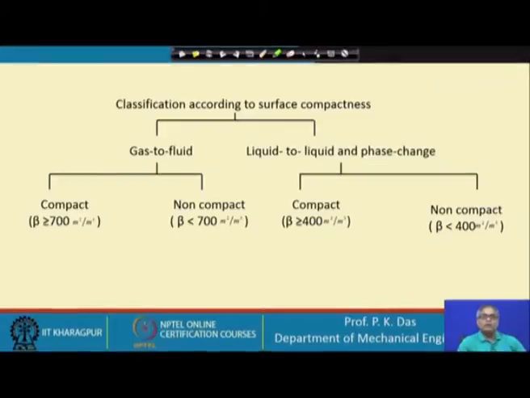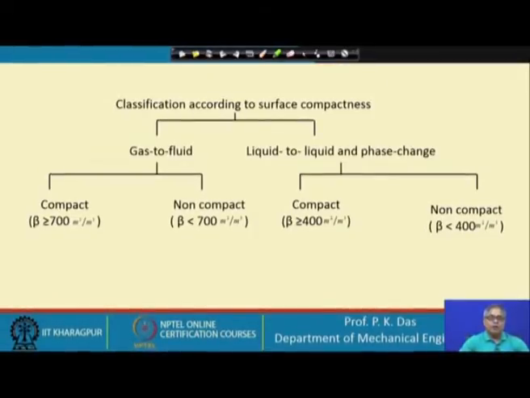I think here we need to take some time: classification according to the surface compactness. We will spend some time on compact heat exchangers. Compact heat exchanger is a terminology which is used for high performance heat exchangers. The high performance could be from different aspects, but one common feature of these heat exchangers is that they have a very large surface area within the given heat exchanger volume.